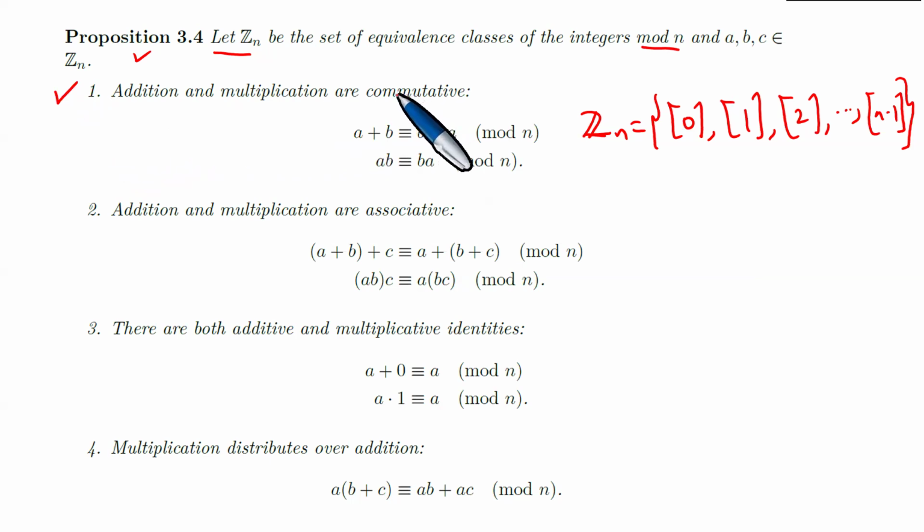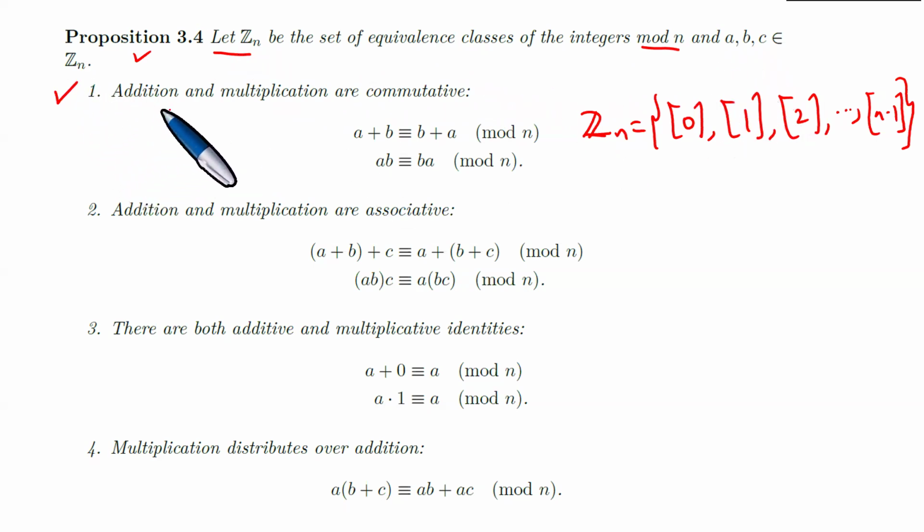Addition and multiplication are commutative. Okay, this is very important. What is this proposition 3.4 about? In this proposition 3.4, we let Zn be the set of equivalence classes of integers modulo n. And we take a, b, and c to be just three, so we extract three elements or members of Zn.